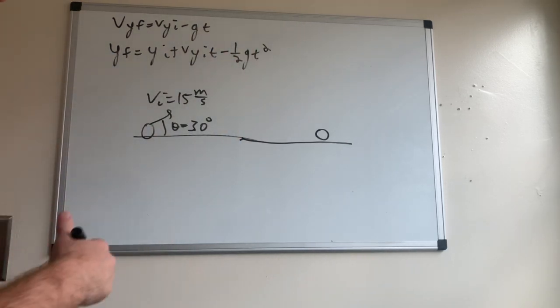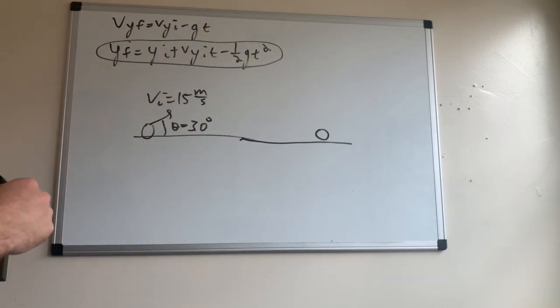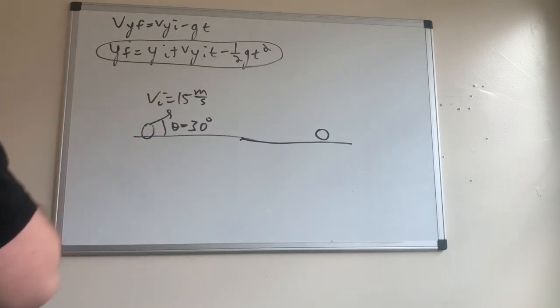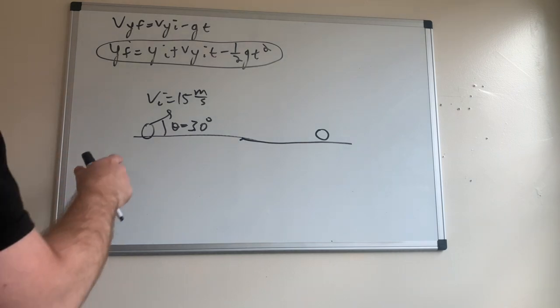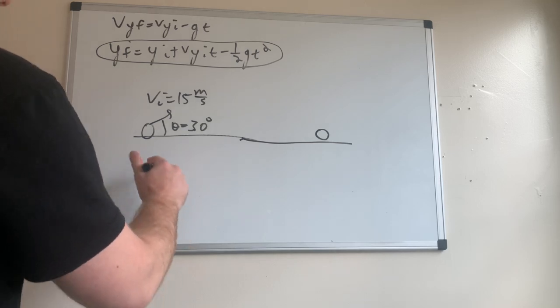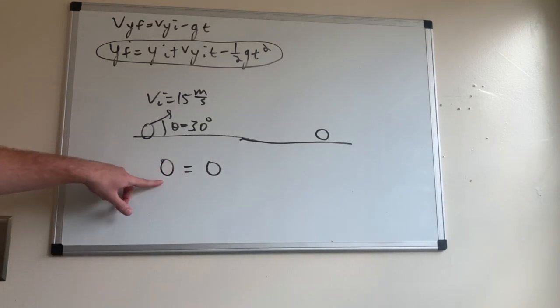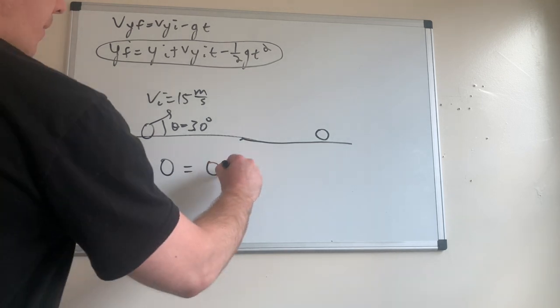I think the shortest path is just to use this equation, which describes the change in the vertical position, because if you put in where it starts and where it ends up vertically, this t will be the time it took to go from this height to this height. So the time it's in the air would just be whatever time elapses in starting here and ending here. So my initial vertical position and my final vertical position are on the ground, which I'm calling 0.